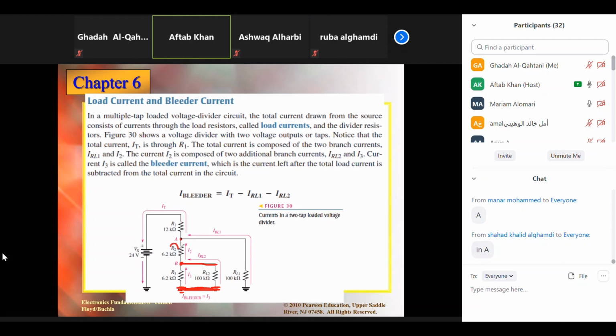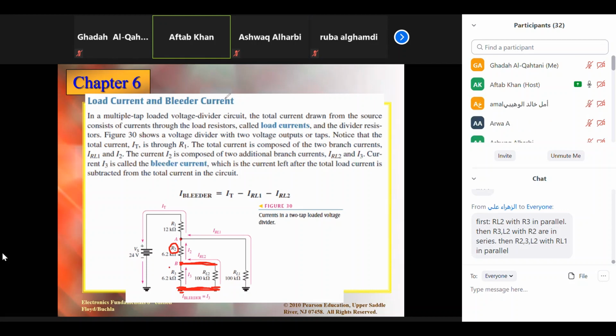Why are you dragging R2 into this concept? It is out of this point. Leave it. Because the other node of R2 is B. Is this RL1 connected with B? No. So don't discuss that point for now. First solve this one: R3 and RL2. This should be your first step. Clear?